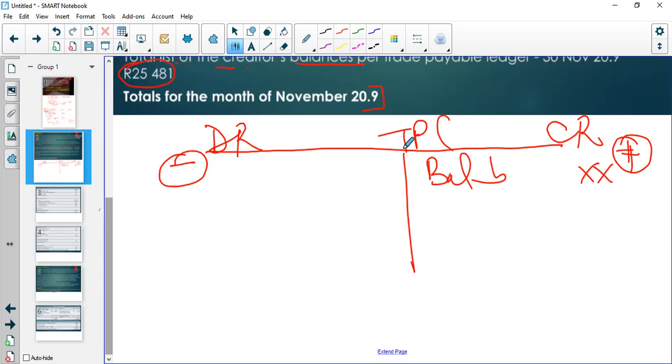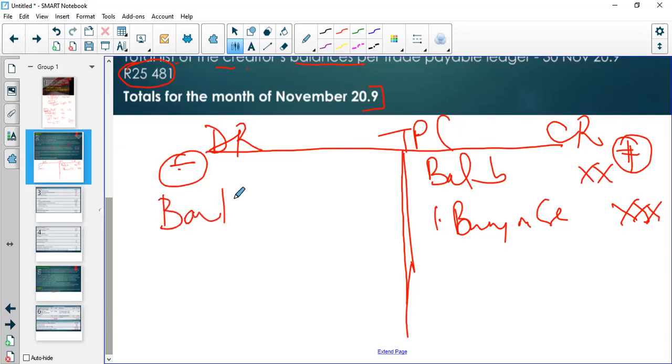So I can try to suggest some of these. For example, if we buy on credit, then obviously that's going to increase what we owe. And what's going to decrease what we owe is if we pay. If we make a payment, it's going to decrease what we owe. Or if we return some of the goods we bought, it's obviously going to decrease what we owe. So basically that's the concept.